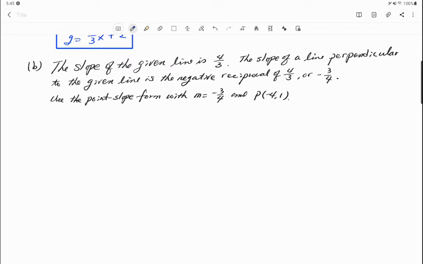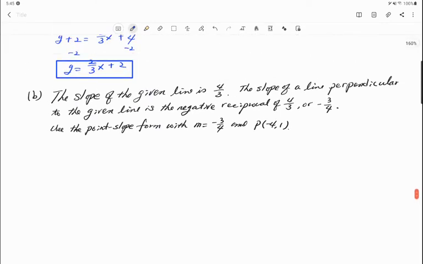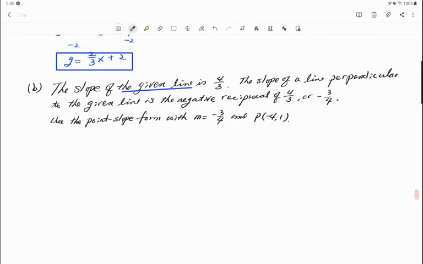Okay, the slope of the given line. A line is already given. So let's say this is line 1. The slope of line 1 is 4/3. And this is line 2. Line 2 is perpendicular to the given line, L1. So the slope of line 2, M2, is the negative reciprocal of this. So this one is M2, the slope of the second line.